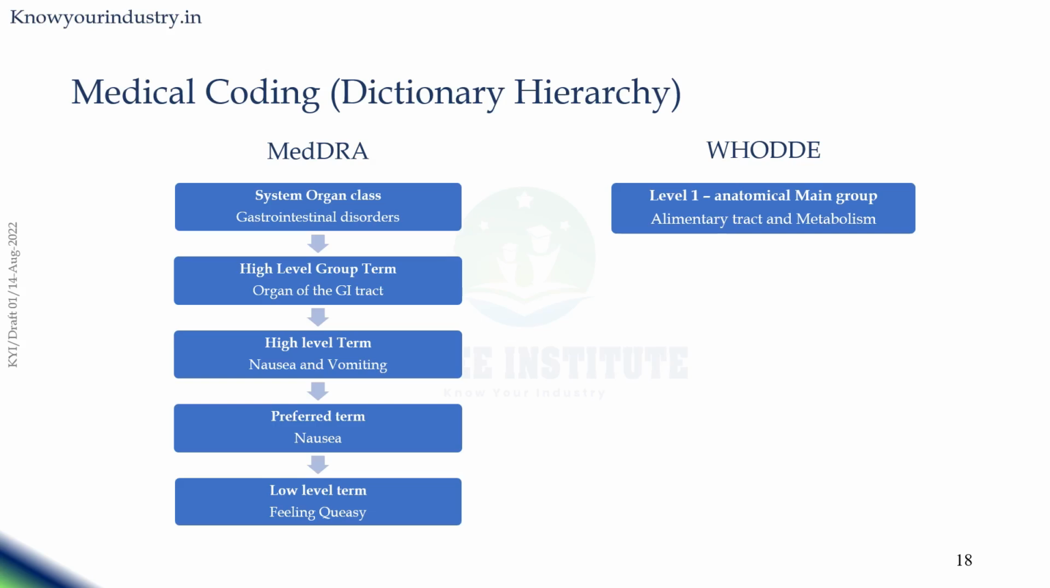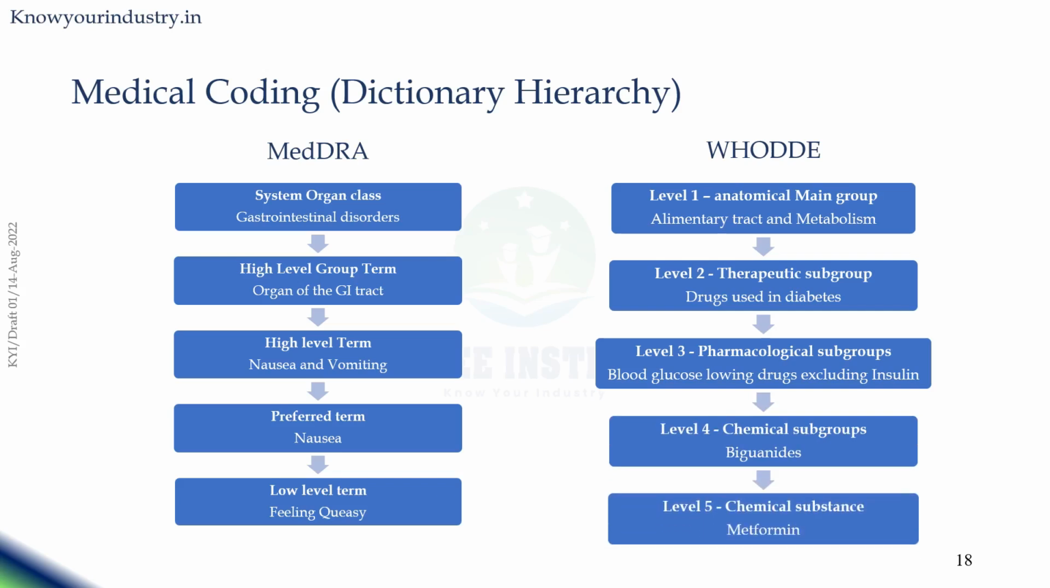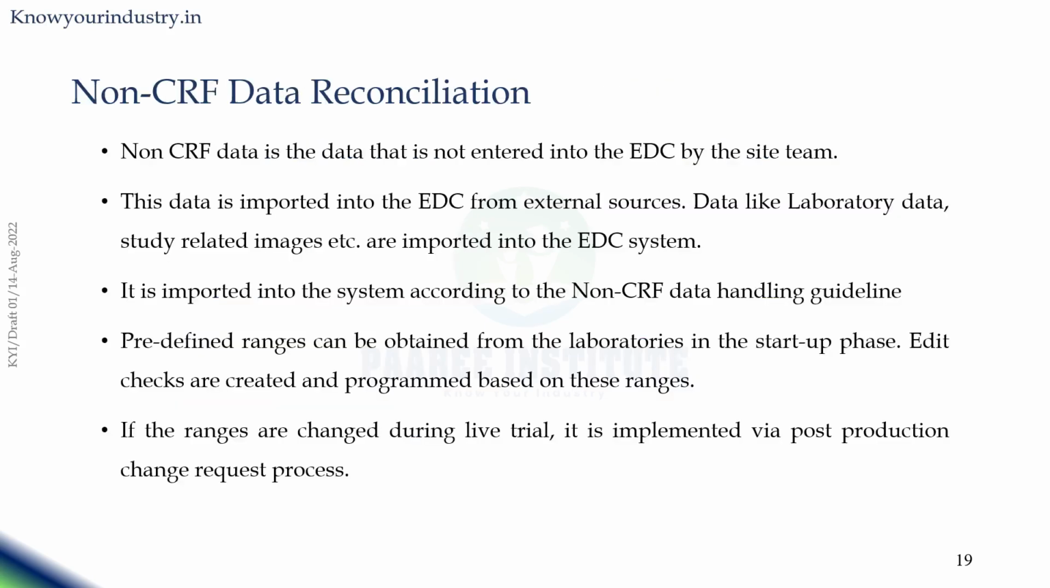WHO-DDE has the anatomical main group, then therapeutic subgroup, pharmacological subgroup, chemical subgroup, and chemical substance. Here an example is alimentary tract and metabolism, drugs used in diabetes, blood glucose lowering drugs excluding insulin, biguanides, and metformin is the chemical substance. This is how the coding part will occur.